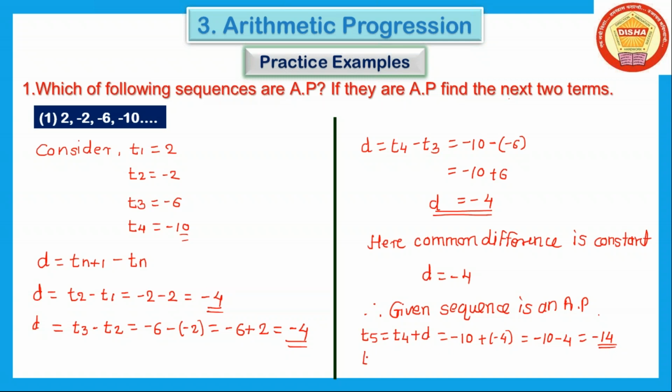Again, we have to find here the next term, that is T6. That is T6 is equal to T5 plus D. Means -14 plus -4. Both have same sign. So here we do addition. That addition is -18. Means which are the next two terms for the given sequence? That is -14 and -18. Means first we decide that the given sequence is AP or not. It is an AP. If it is AP, then we find two next terms.